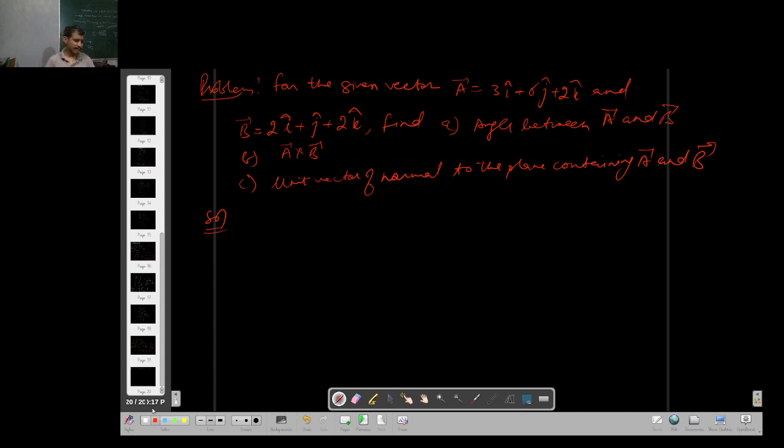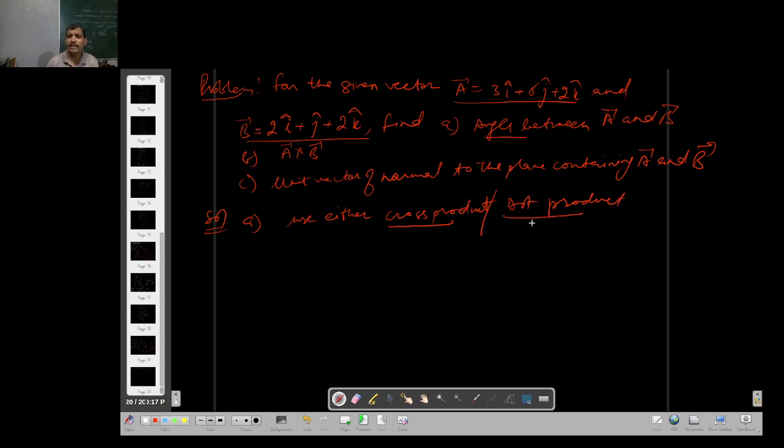To find the angle between A and B, we can use either the cross product or the scalar product. This is the given value of A and this is the given value of B. It's better to use the dot product, because if I try to find the angle using the cross product, then the mathematics involved is a little bit more tricky.